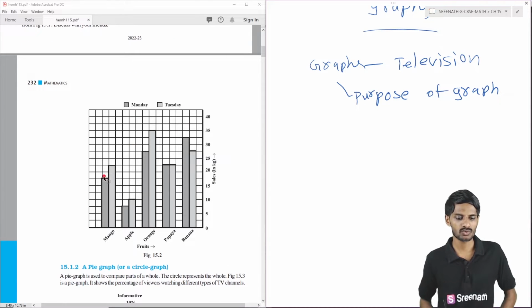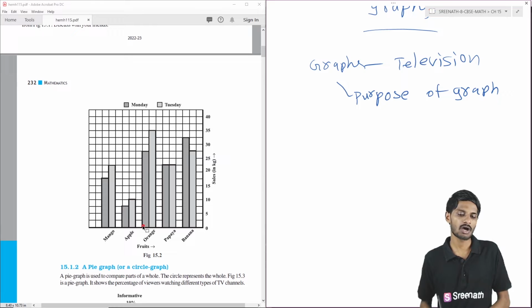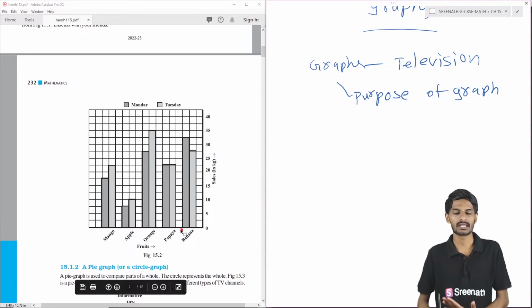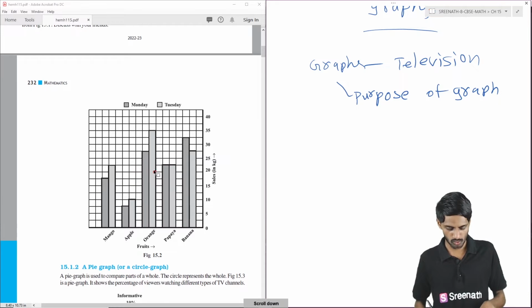If you observe here students, this color represents Monday, this color represents Tuesday. So how many mangoes are sold on Monday and Tuesday is represented by these bars. And how many apples are sold, how many oranges, how many papayas, how many bananas are sold, are represented in this form. So this is how bar graphs are used, students.